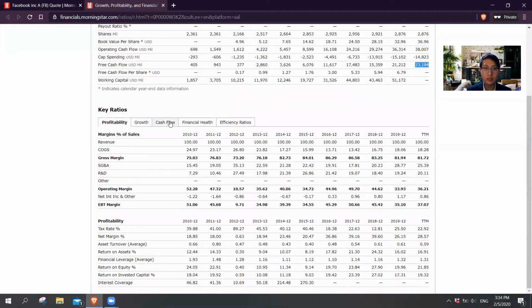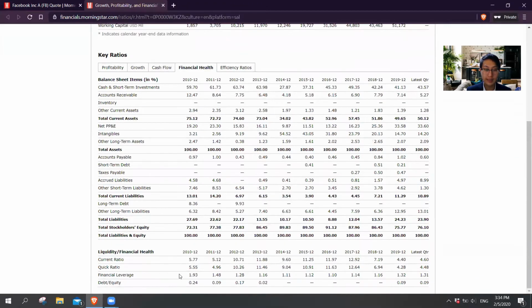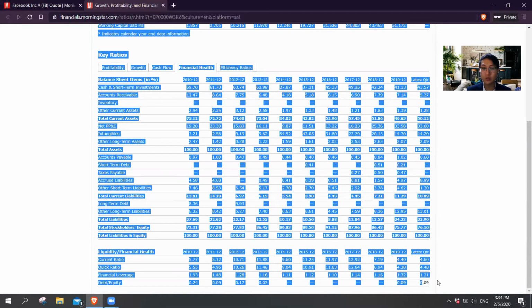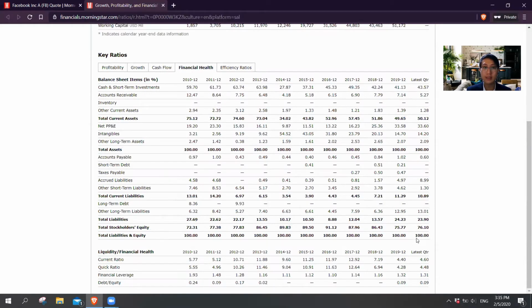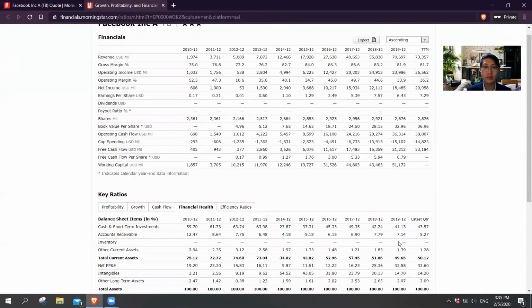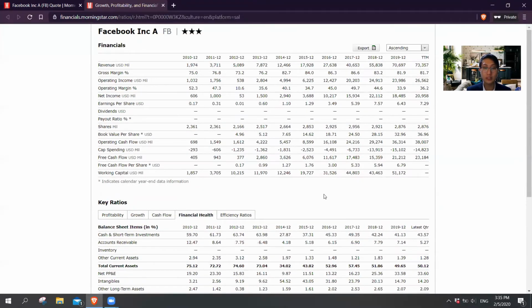Next will be financial health. Usually I like to look at the debt to equity ratio, and this can differ from company to company, but I prefer it to be below 0.5. So it also passed the 0.5. This means that Facebook is actually quite good. Apart from this, what else can you look at?